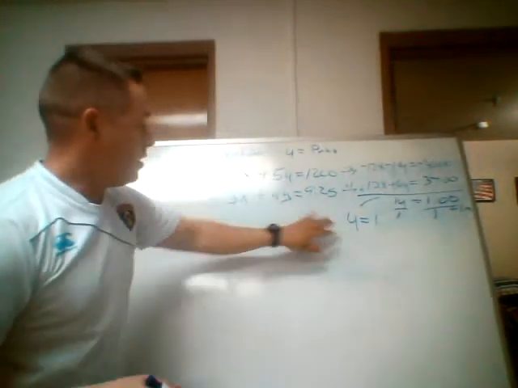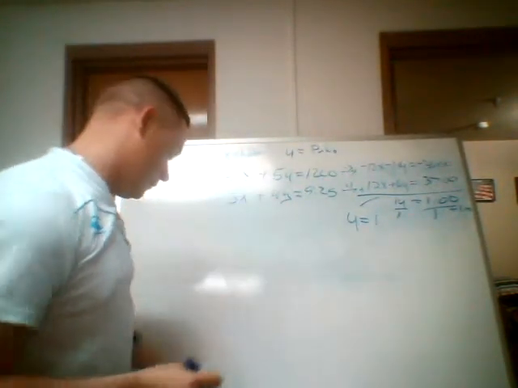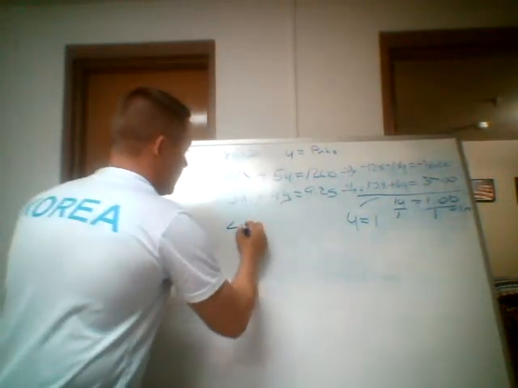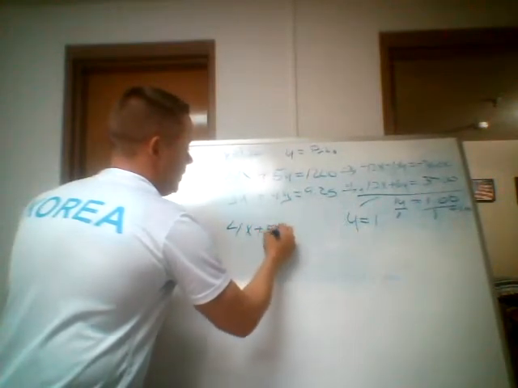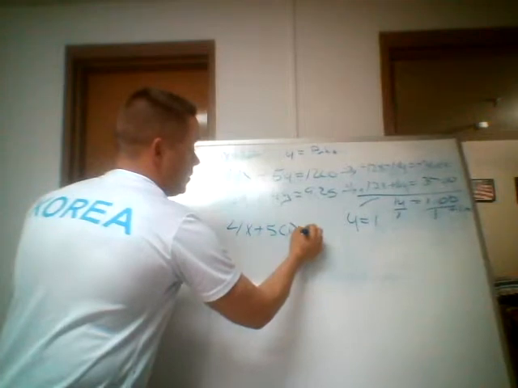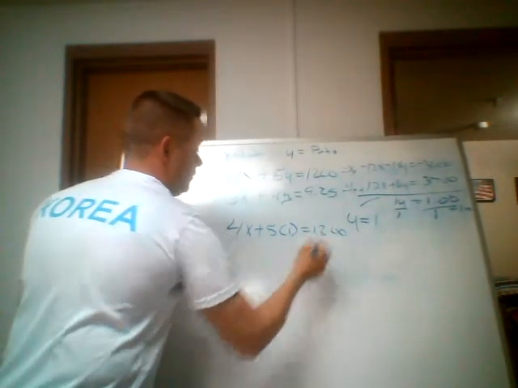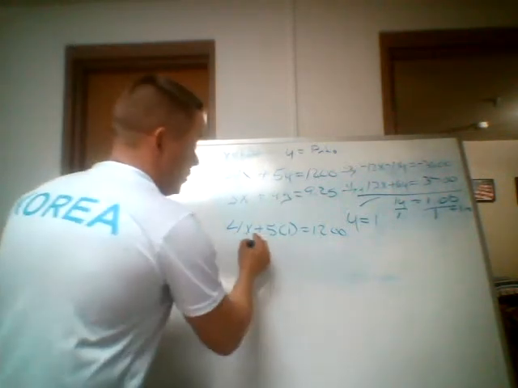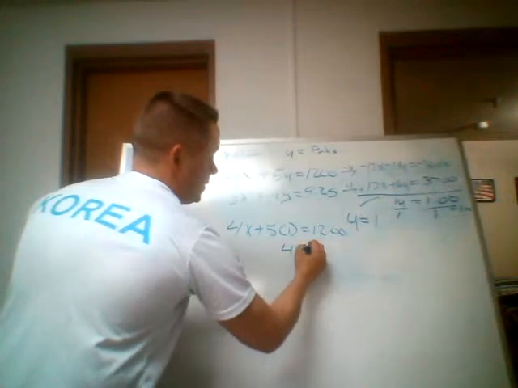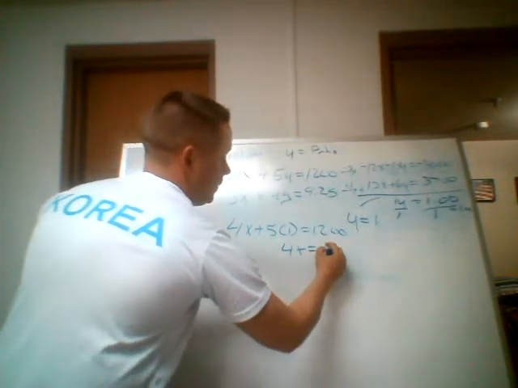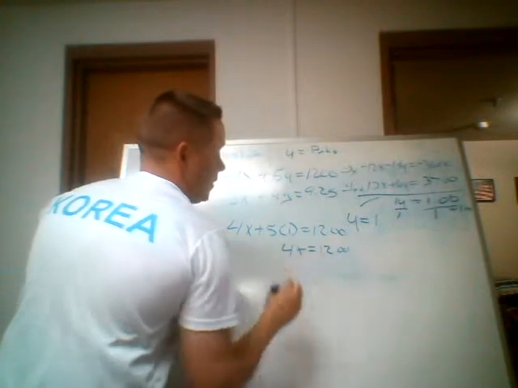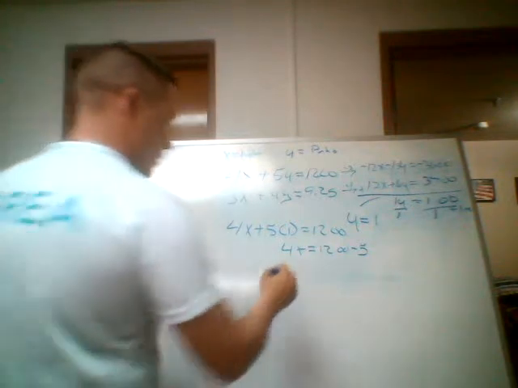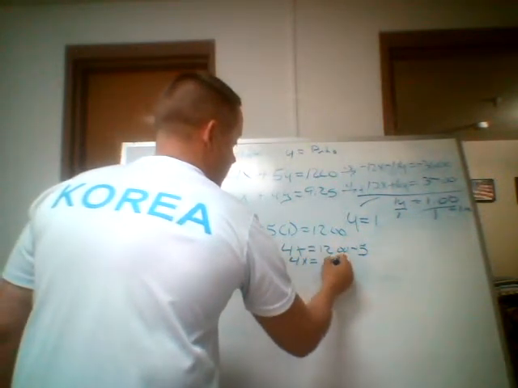So I'm going to take this 1 and plug it in over here, using the top one. So 4x plus 5 times 1 equals $12. So we have 4x plus 5 equals 12. We need to get 4x by itself, so 4x equals 12 minus 5. And that brings us to 4x equals 7.